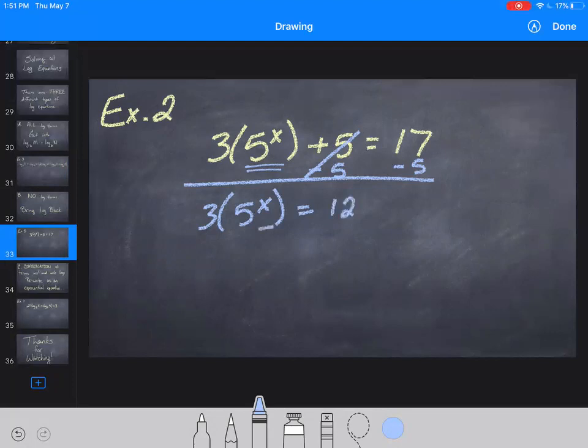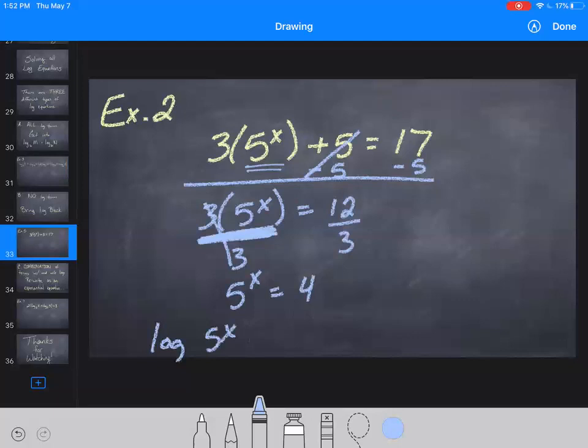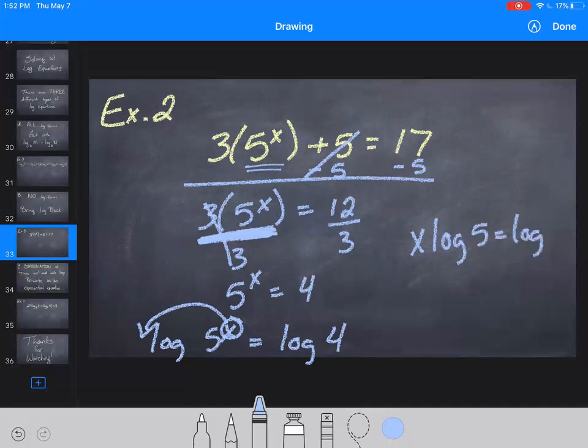Now, I still want to get that 5 to the x completely by itself, so I'm going to have to get rid of my 3. While they're multiplying, 3 times 5 to the x, the inverse operation of multiplying is dividing. So I'm going to divide by 3, those go away. I get 5 to the x is equal to 12 divided by 3 gives me 4. Now, since there were no logs in this entire equation, we're going to bring the log back. So I'm going to write log in front of 5 to the x, and I'm going to put it equal to log of 4. Now we're going to use the logarithmic properties to move our x in front of the log it belongs to. So I end up with x log of 5 is equal to log of 4.